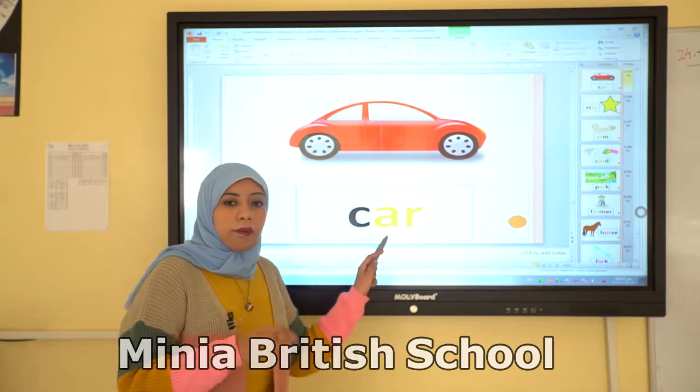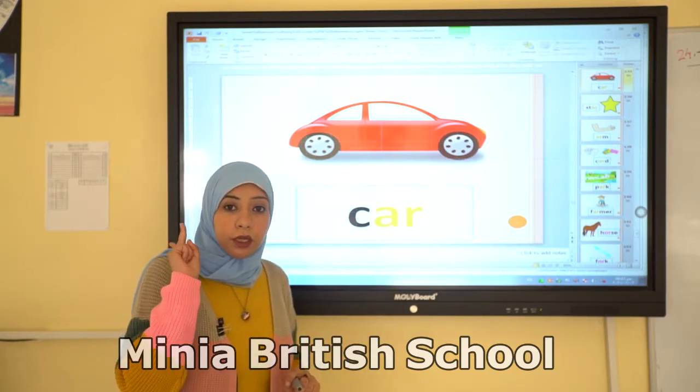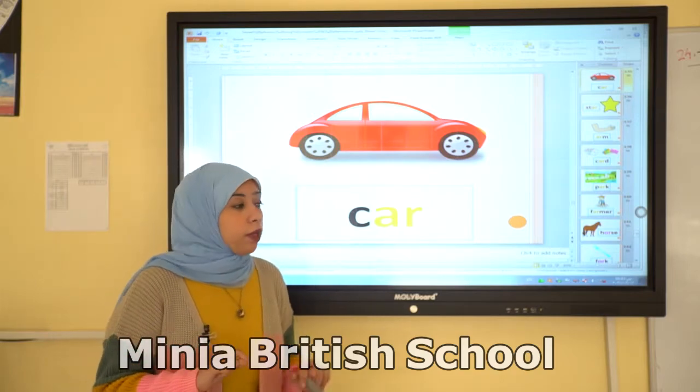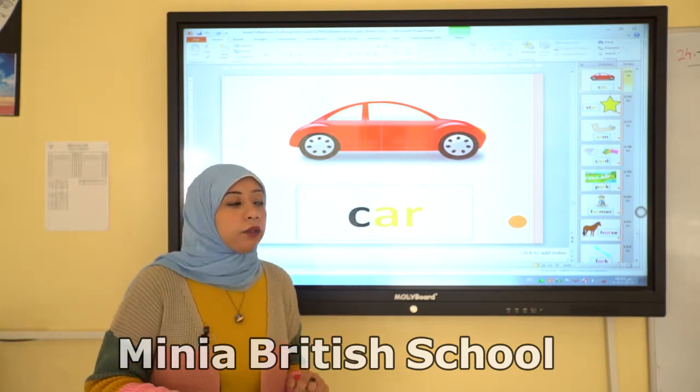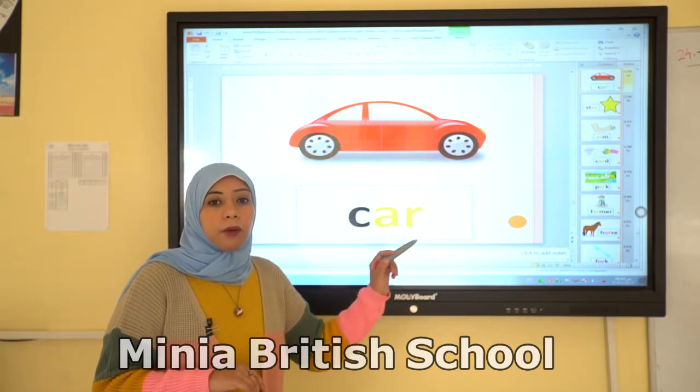What is the digraph? What is the meaning of digraph? Two different letters make one sound. And this digraph is ar. So we say ar. Ka, ka.